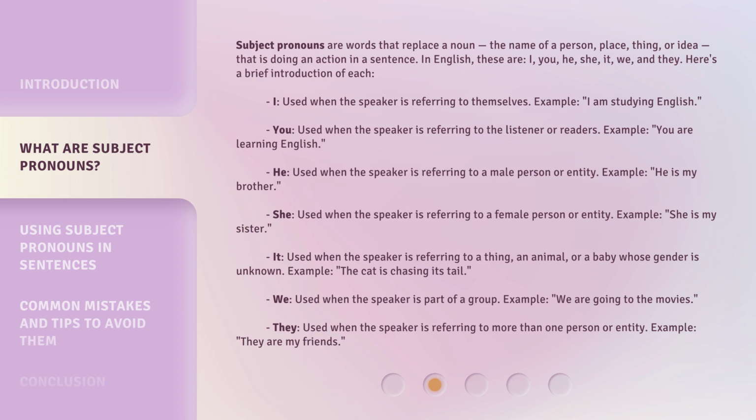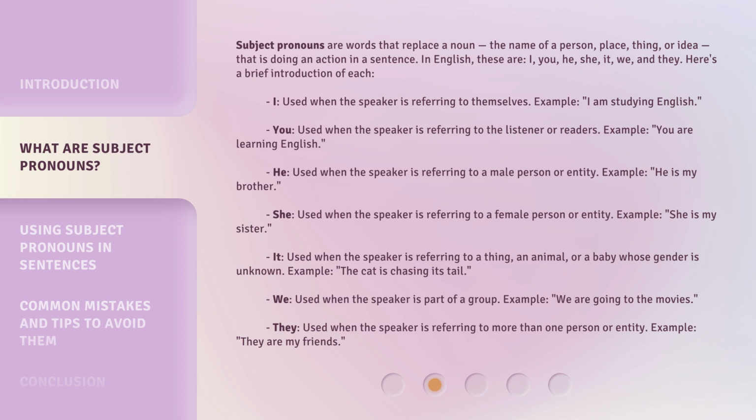I, used when the speaker is referring to themselves. Example: I am studying English. You, used when the speaker is referring to the listener or readers. Example: you are learning English. He, used when the speaker is referring to a male person or entity. Example: he is my brother.